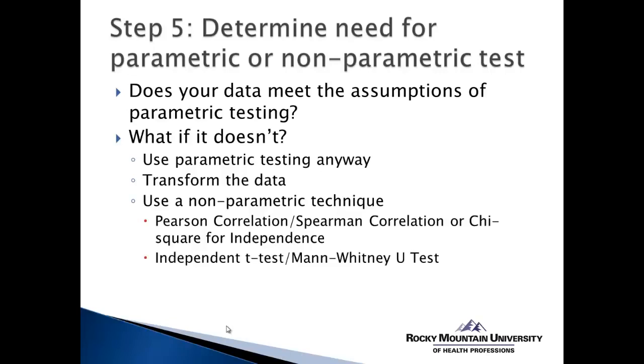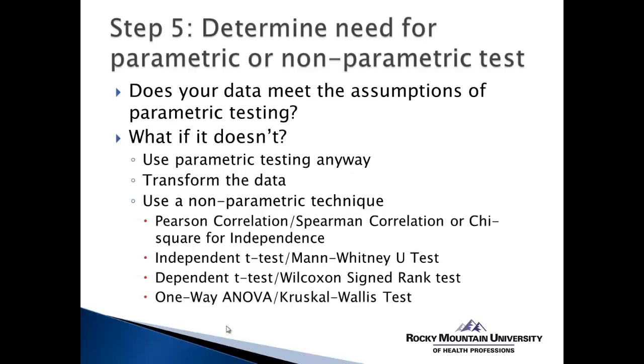For the independent t-test, the alternative would be the Mann-Whitney U-test. For dependent or paired samples t-test, the non-parametric alternative is the Wilcoxon signed rank test. For the one-way ANOVA, the non-parametric alternative is the Kruskal-Wallis test, as some examples.